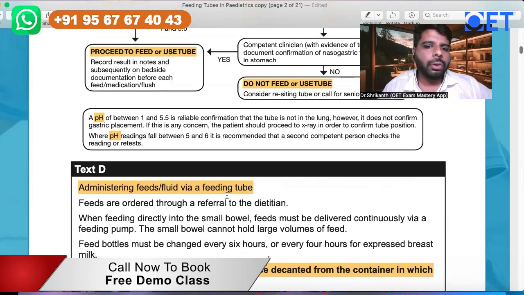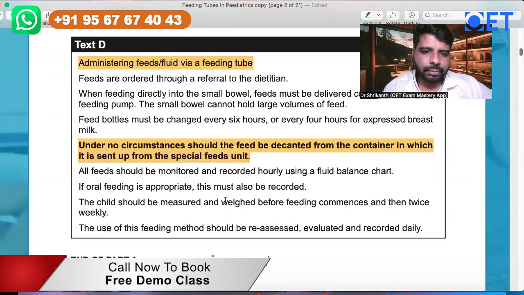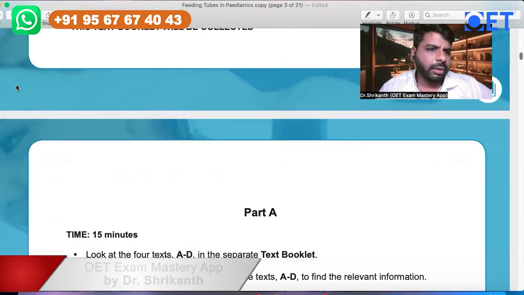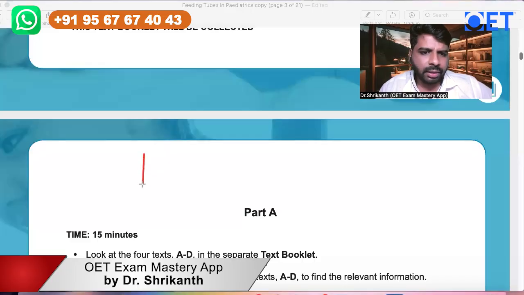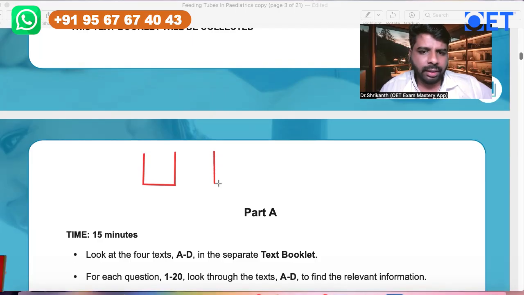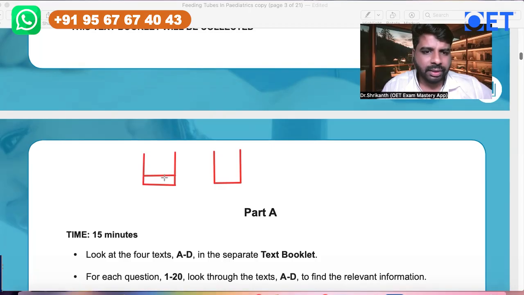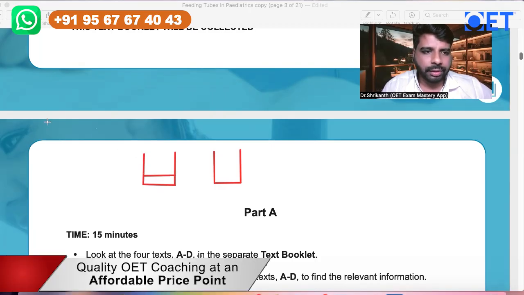So those who don't know the meaning of decantation, how do I explain it? I'll just draw it over here, so I won't be taking too much time. Just imagine this is a container. This is container A and this is container B. Let's imagine there are some medications over here. So this is the medicine, and this is all water.